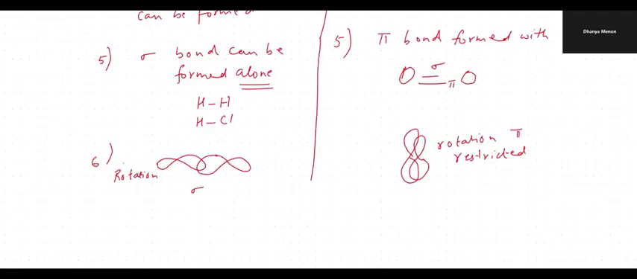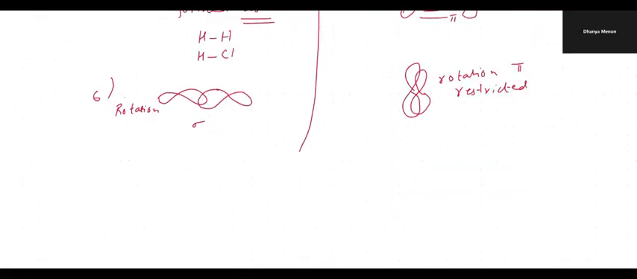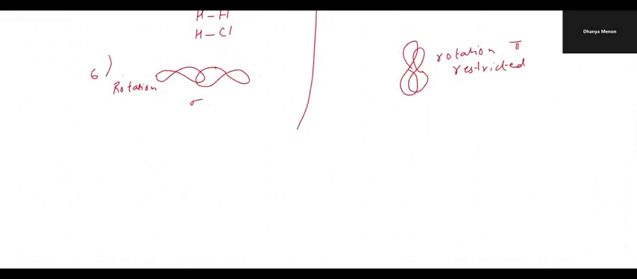So these were the differences between sigma and pi bond. Students, we understood what is a sigma bond, what is a pi bond. We understood the differences between them. We practiced some molecules, and we practiced drawing the overlapping of orbitals of some molecules. Now we will be learning about d pi overlapping in the next video.